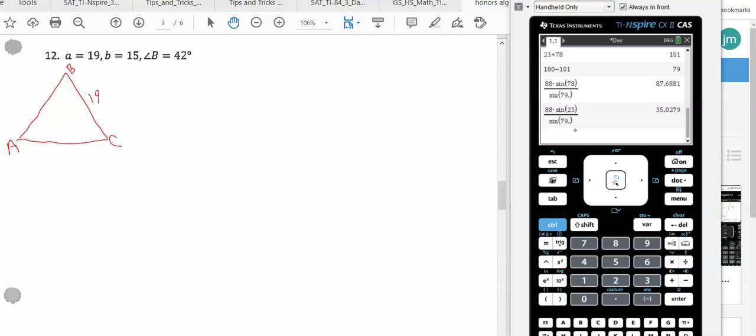A is 19, little b is 15, and capital B, the angle, is 42. Okay, let's set up law of sines. Here we go. Sine 42 over 15 equals sine of A over 19. We're going to find this missing one right there. We solve that for A. So A equals the inverse sine of a big fraction: 19 times sine of 42 divided by 15.